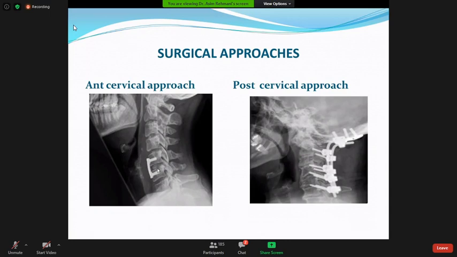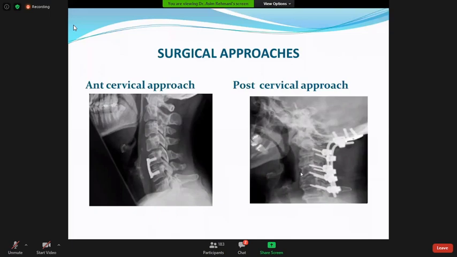So during decompression, the whole of the disc space is emptied and a tricortical graft is taken, most commonly from the iliac crest, and placed between these two vertebrae, so that the strength is increased by permanent fusion of these two vertebrae, C5 and C6.